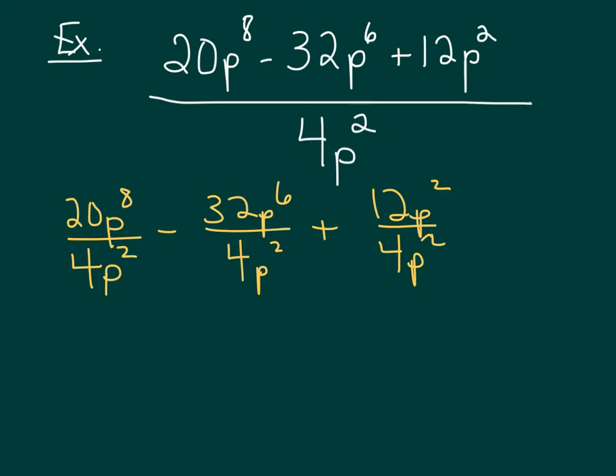So when I do that, I'm left with 5p to the power of 6, minus 8p to the power of 4, plus 3. So again, I'm just doing that division of monomials for each of these steps.